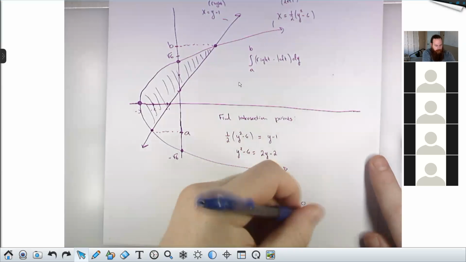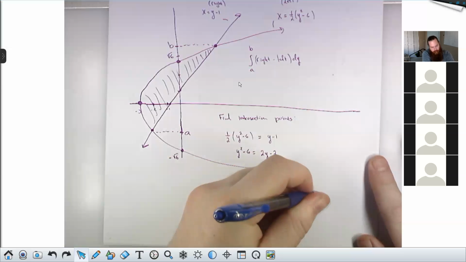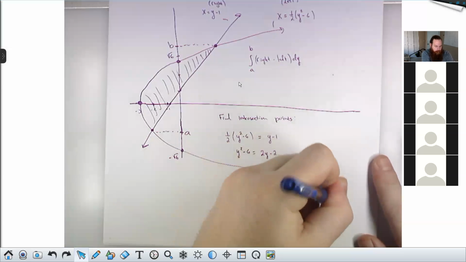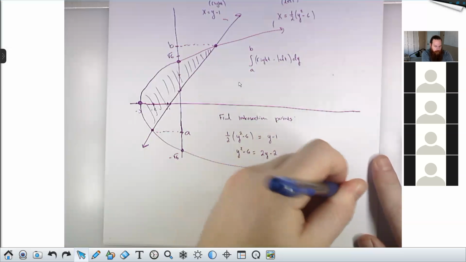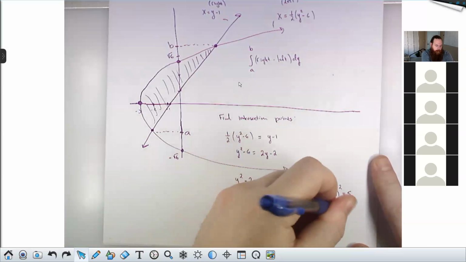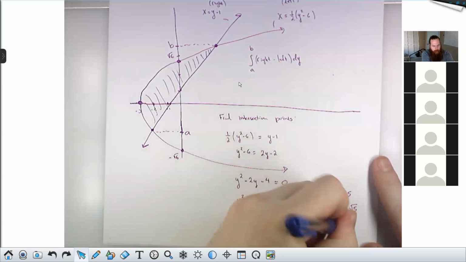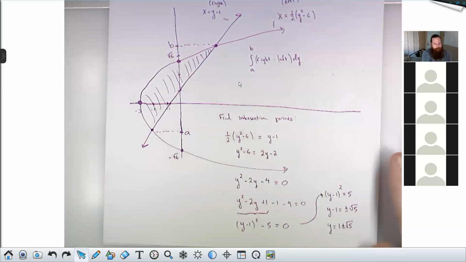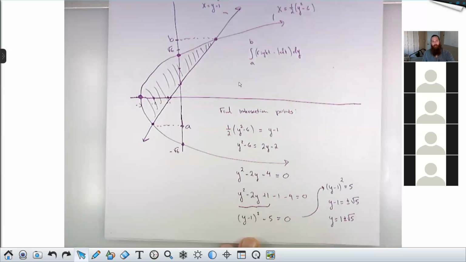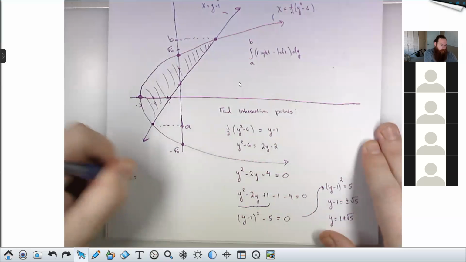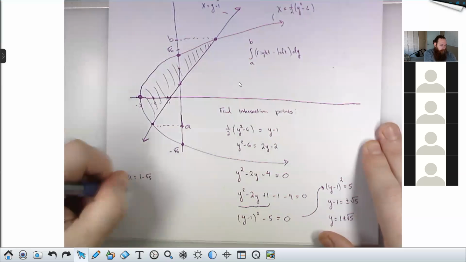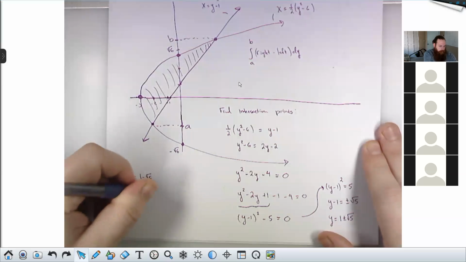So this is the same as saying y minus 1 squared equals 5. So y minus 1 is equal to plus or minus the square root of 5. So y is equal to 1 plus or minus the square root of 5. So those are our two intersection points. A is 1 minus the square root of 5, and B is 1 plus the square root of 5.